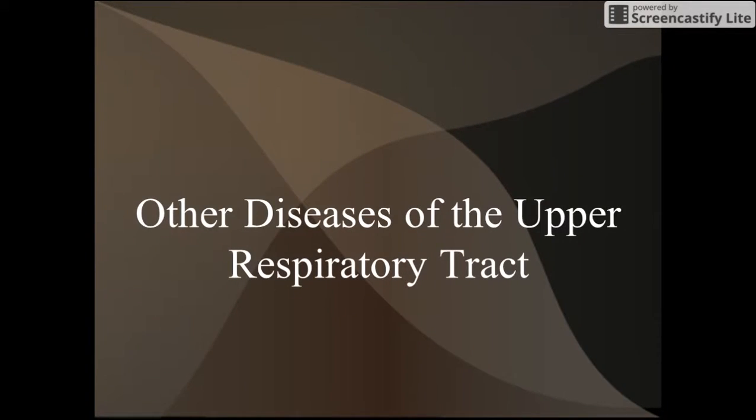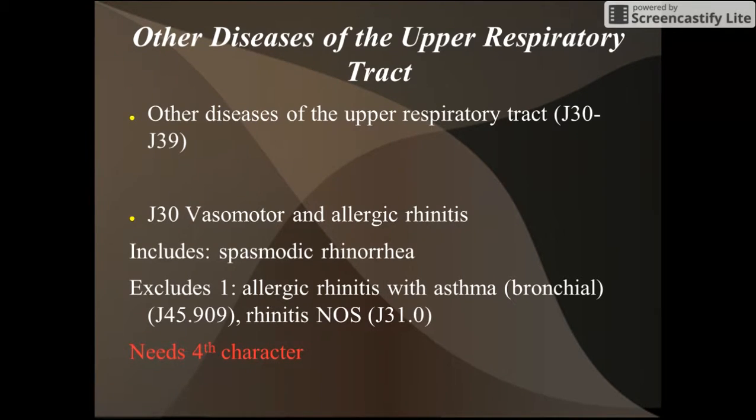The following is the ICD-10 presentation for other diseases of the upper respiratory tract. Other diseases of the upper respiratory tract are categorized between J30 and J39. J30 is vasomotor and allergic rhinitis.